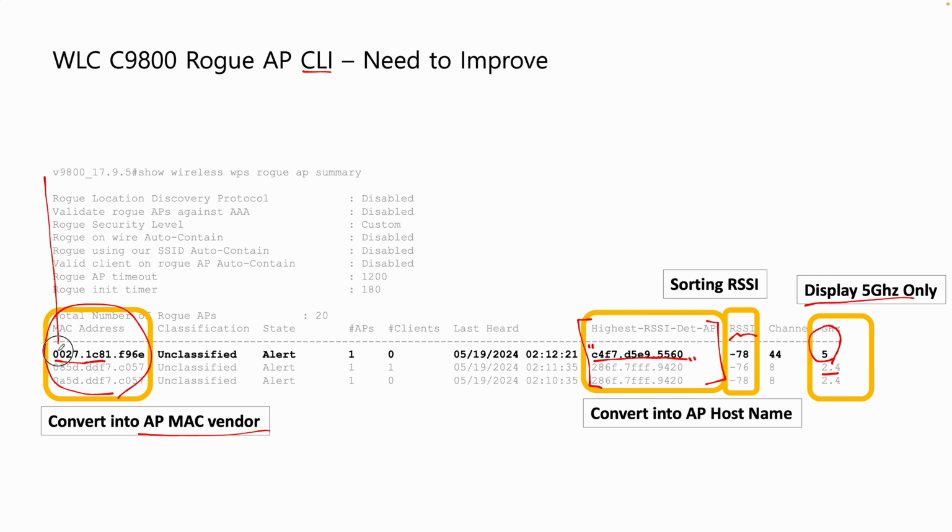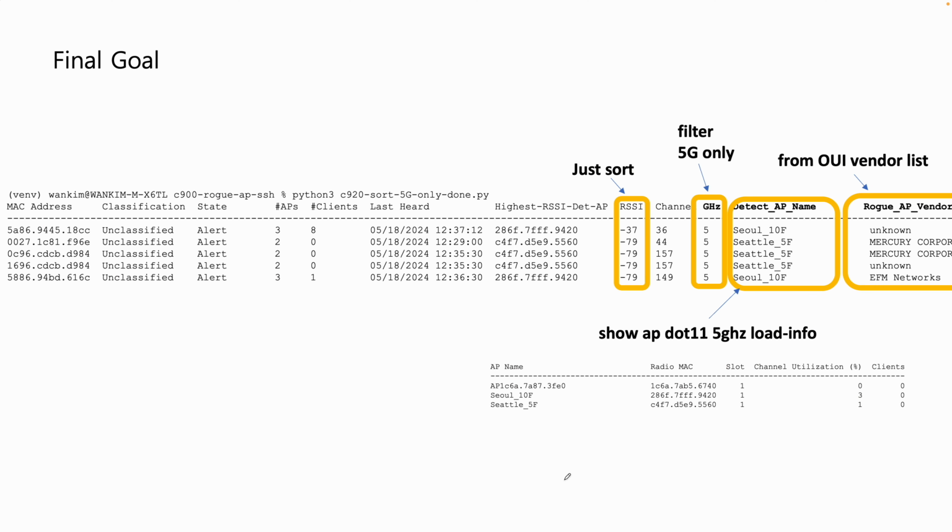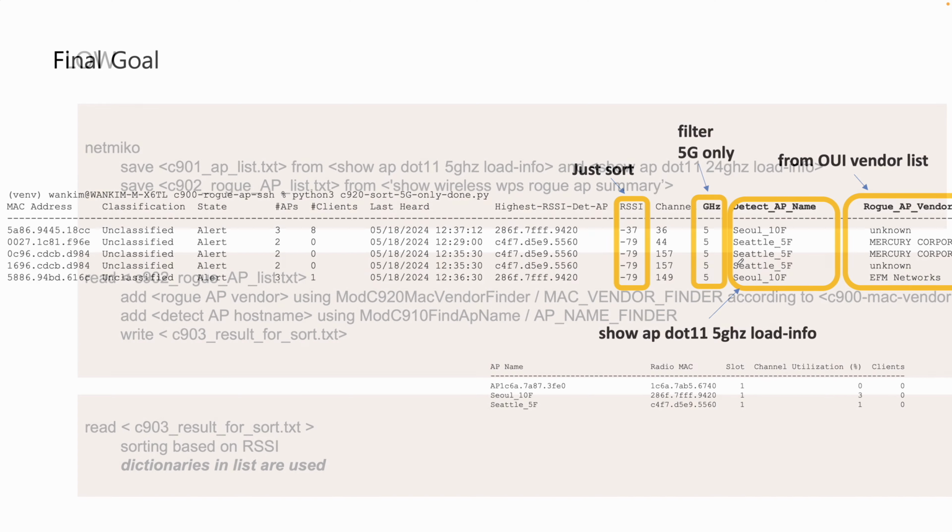Cisco CLI has good columns, so the width is fixed for everything. So it's very easy to extract the information. Okay, this is what I want finally. Here, the RSSI is sorted. Only 5 GHz is here, and the detecting AP name and the rogue AP vendor. This is actually what I need. Also, the last time heard is important. But usually this is what I want. Okay, so it's very easy.